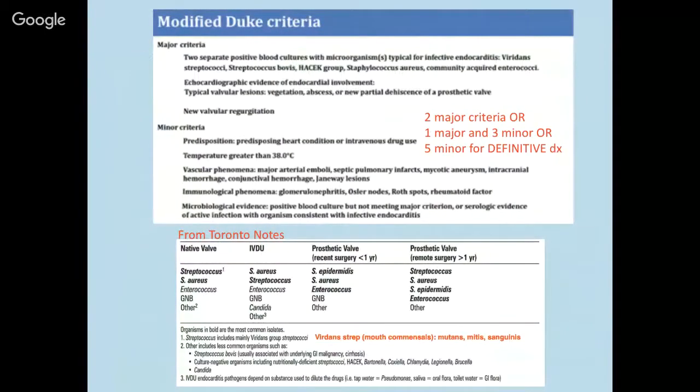That's the Duke criteria. So the major criteria: you need 2 positive blood cultures with an organism that usually causes it. You need evidence on echocardiography, and then a new valvular regurgitation, so you hear the murmur when you're listening. And then the minor criteria are things like a risk factor, a temperature, vascular phenomena, that includes stuff like the Janeway lesions, or immunological phenomena, and microbiological evidence but not quite meeting the major criteria. I got that from Toronto Notes, and it outlines the major pathogens for the different groups of endocarditis, which I found quite useful.